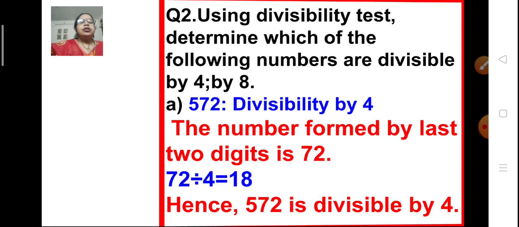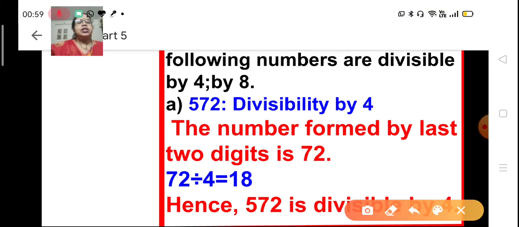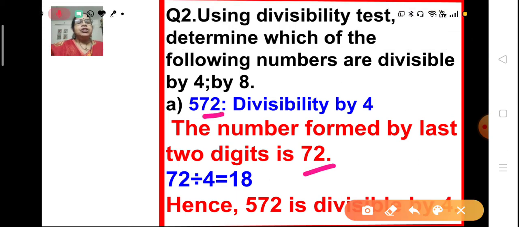The number is 572. We have to check its divisibility by 4 and by 8. So, what is the rule for checking its divisibility by 4? The number formed by the last 2 digits should be divisible by 4. The number formed by the last 2 digits here is 72, and 72 is divisible by 4. We can check this out.